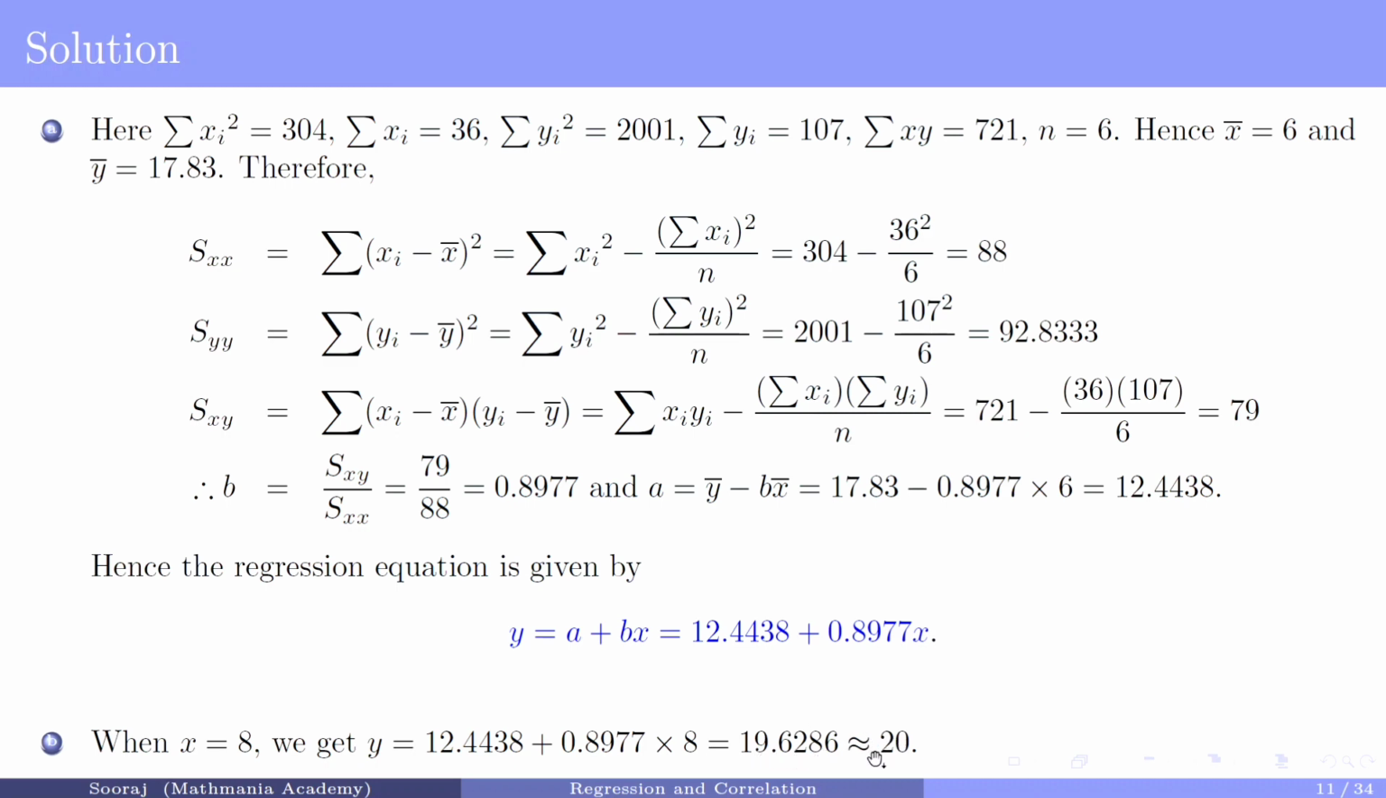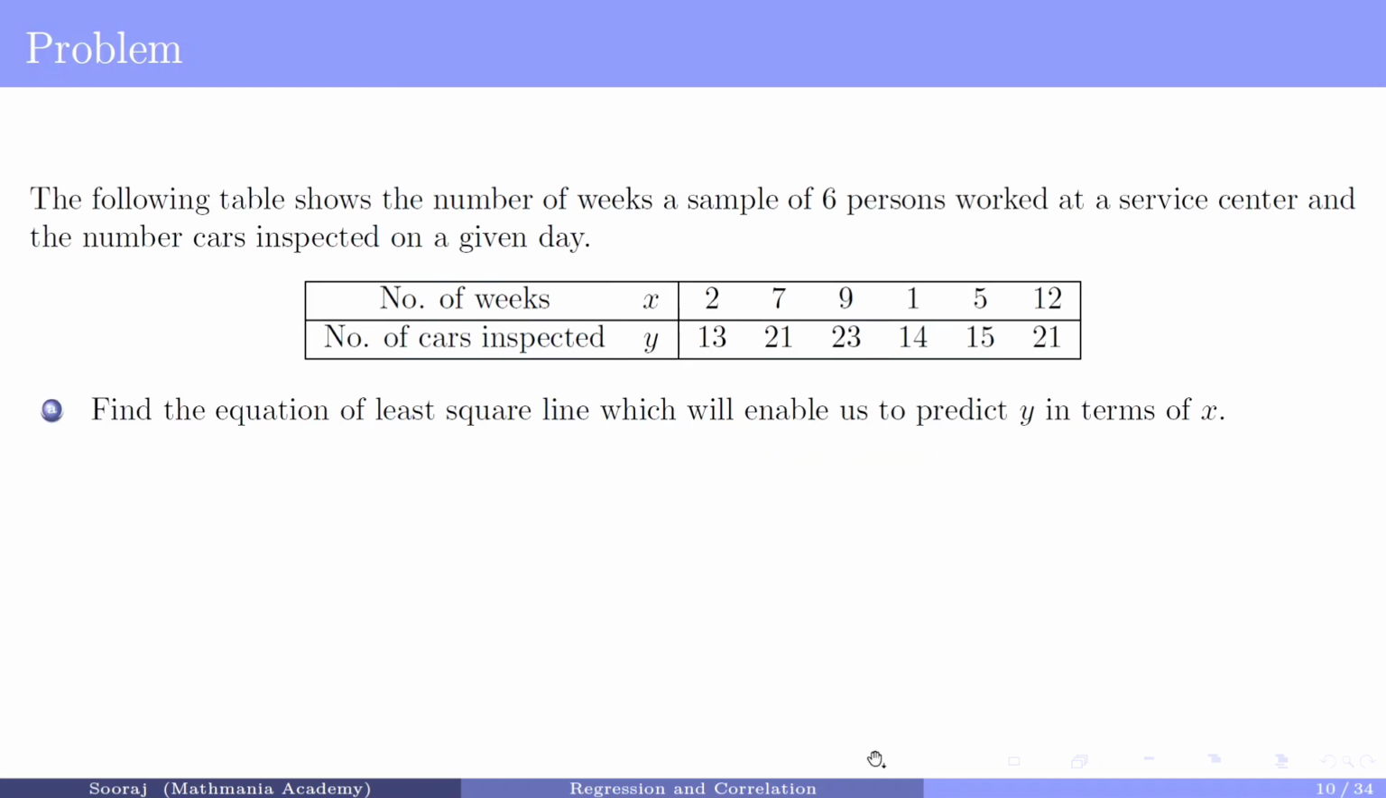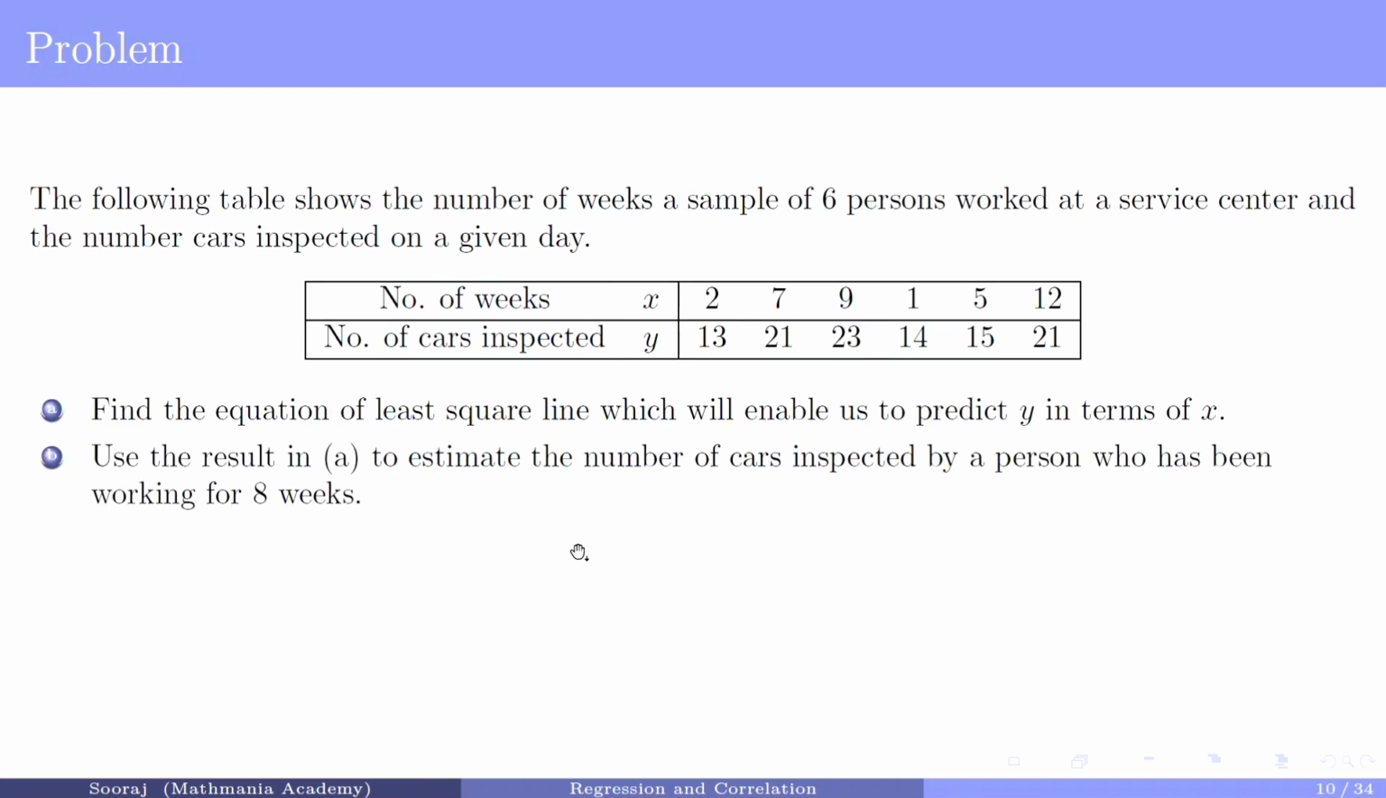We approximate this as 20 because the question is dealing with what? Estimate the number of cars. So the cars are generally positive integers. That is why we approximate it to the nearest integer.